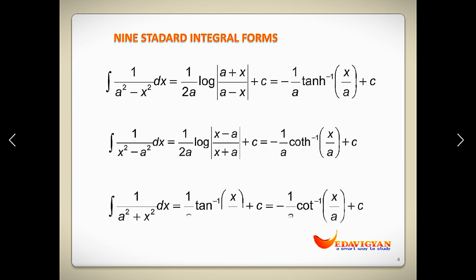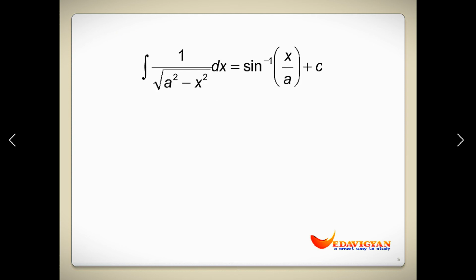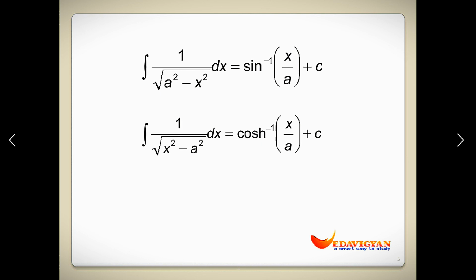Next, another formula, the third standard form: the integral of 1 by a square plus x square dx is equal to 1 by a tan inverse x by a plus c, which is equal to minus 1 by a cot inverse x by a plus c. Let us see another form: the integral of 1 by square root of a square minus x square dx is equal to sin h inverse x by a plus c. Next formula: the integral of 1 by square root of x square minus a square dx is equal to cos h inverse x by a.